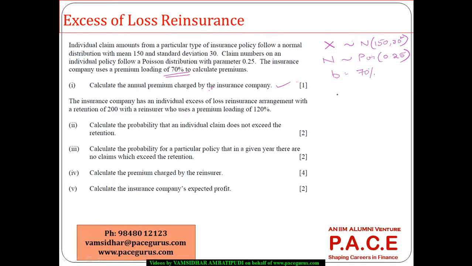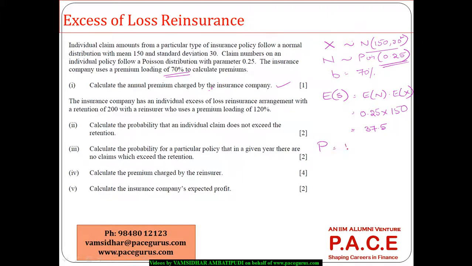Now, if I want the annual premium, I need to find out the expected value of S, which is the aggregate claim amount. So, it comes out as expected value of N times expected value of X. Expected value of N, Poisson distribution, so the expected value is 0.25, times expected value of X, normal distribution, expected value is 150. 150 times 0.25 comes out to around 37.5. This is the expected value of S.